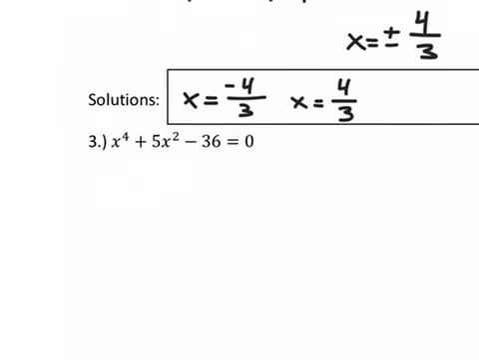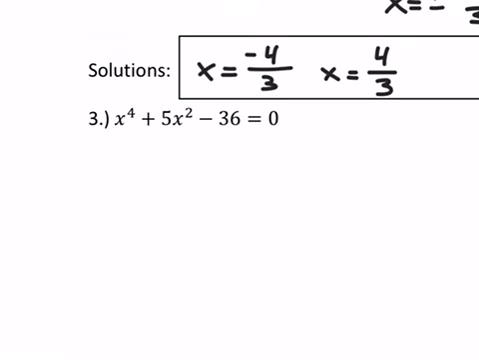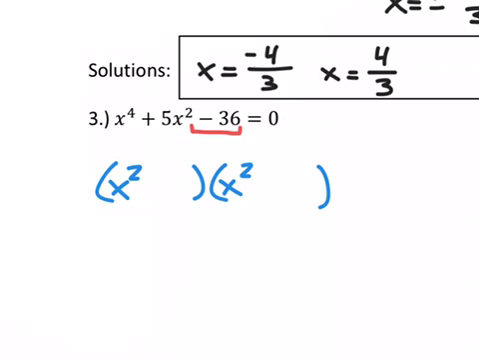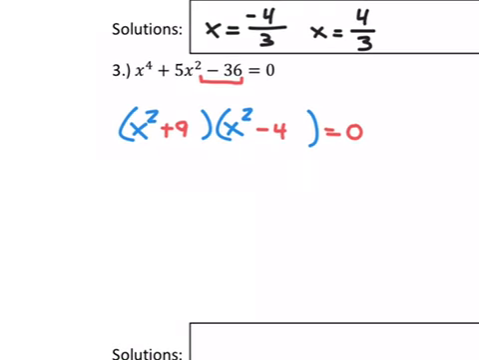Alright, next up, I got this one here. Identifying factor 3 terms, highest degree x to the 4th. So this is where I'm going to be essentially regularly factoring, except I need to start off x squared and x squared. Now, when you're looking for the factors of negative 36 that add up together to give us a positive 5, that would be a positive 9 and a negative 4. Set that up equal to 0. Now we set both pieces up equal to 0 and solve it out.